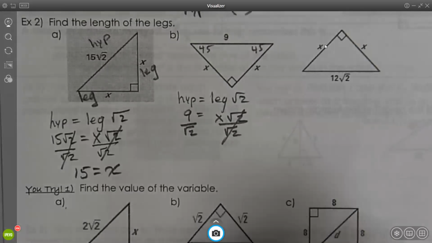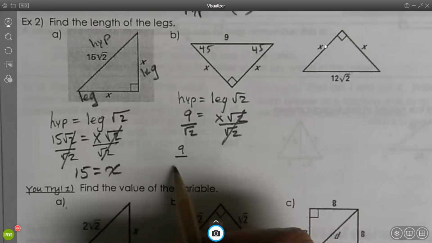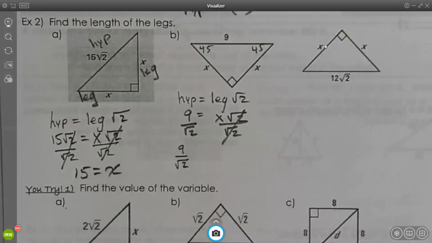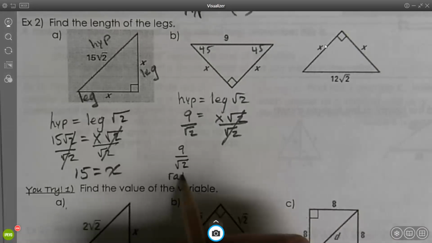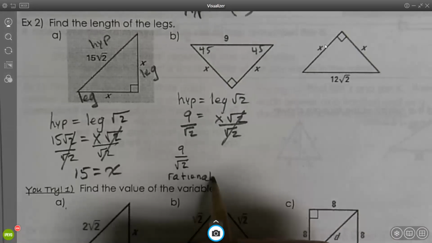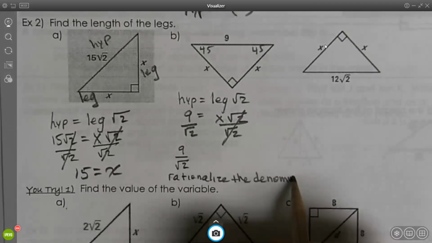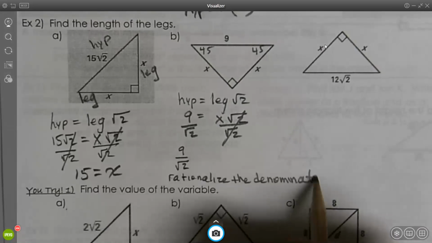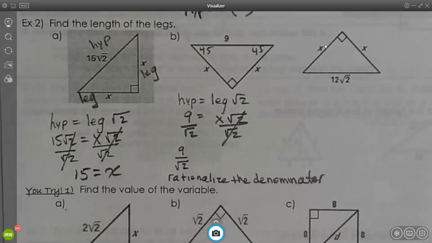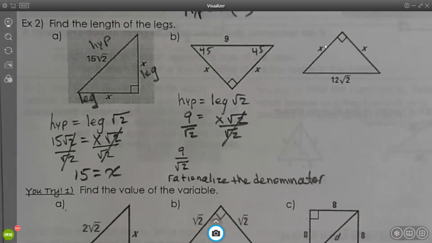That leaves us with 9 divided by √2. Now what we're going to have to do is rationalize the denominator. That means we have to get the radical out of the denominator. If we were looking for the decimal version, we could do 9 divided by √2. That's the exact answer in terms. Decimals are not exact, but that is the answer.